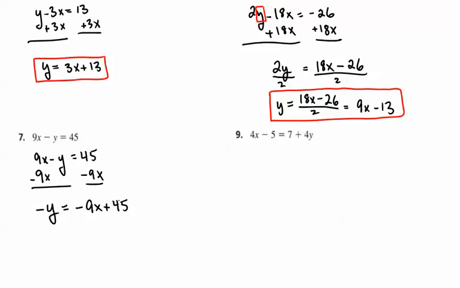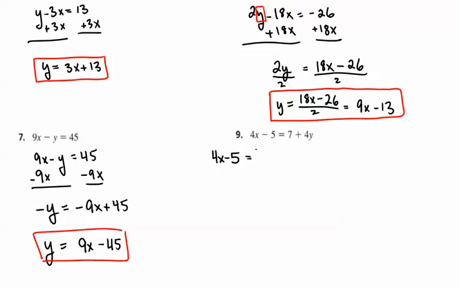However, we can't leave it like that, so we need to multiply everything by negative 1. Multiplying everything by negative 1 just means to change all the signs. So we would end up with y is equal to 9x minus 45. And so that would be our final answer for number 7. Finally, for number 8, we have 4x minus y equals 7 plus 4y.